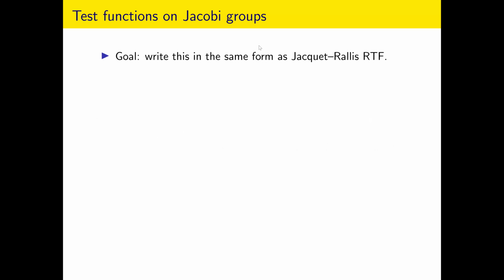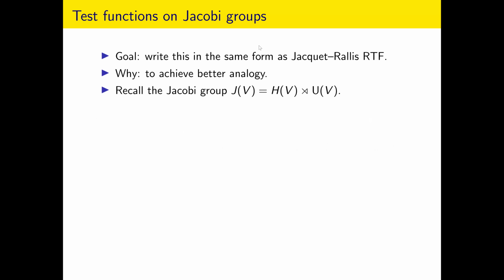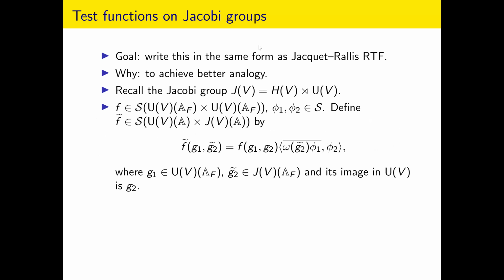So because we want to achieve the analogy, we want to write the trace formula of Liu Yifeng in the same form as that of Jacquet and Rallis in order to achieve a better analogy. And in this way, we are going to jump back to the Jacobi groups. So we had the Jacobi groups and we have a bunch of test functions.